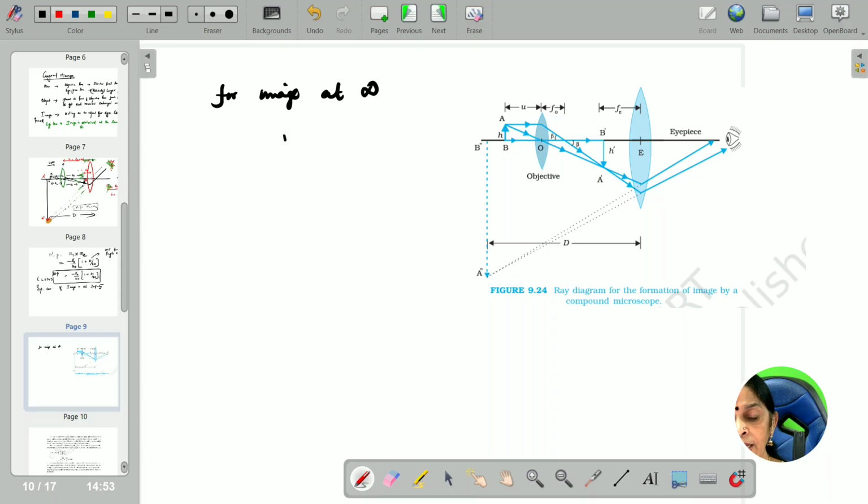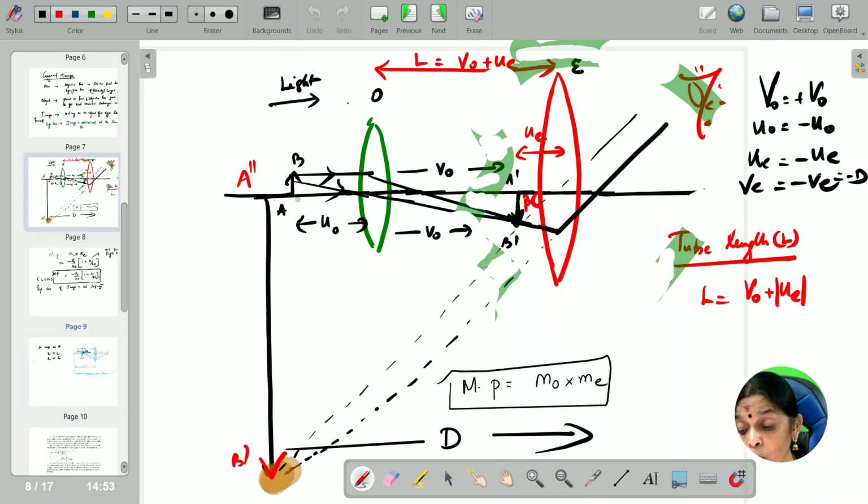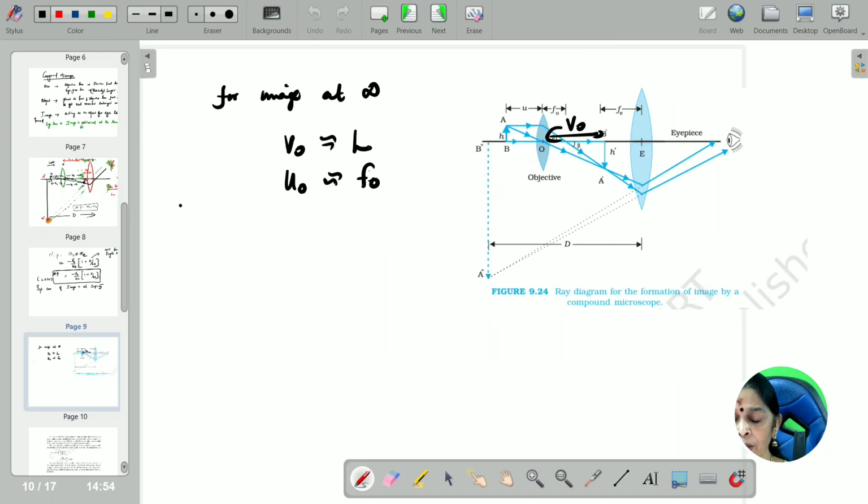V naught, the image distance, is approximately equal to L, because the image will be obtained very close to this point. UE may be very small, so we can neglect it. Hence V naught is approximately equal to L. And U naught is approximately equal to F naught, the focal length, because you can get it only if the object is placed very close to the focal point. So it is the first focal length here.